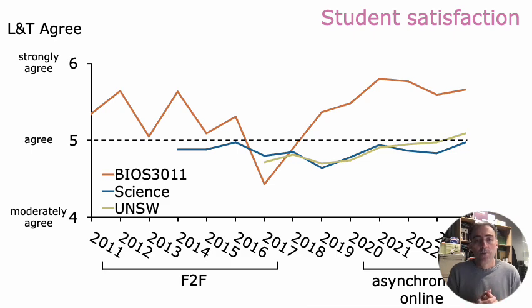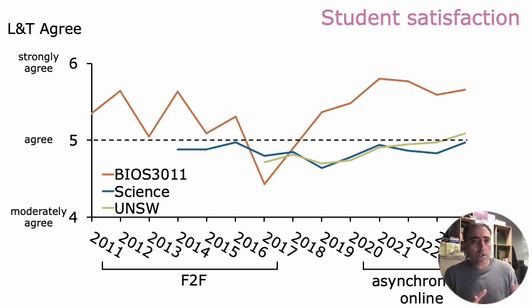There was a transition period where we first flipped the lectures to be online, to be more flexible, and then progressively moved to a fully online asynchronous mode of instruction for the last few years. And you can see that the student satisfaction scores have risen back up, converging on 6 and been relatively stable in the last few years as well. Well above the benchmarks of the Faculty of Science and UNSW more generally.